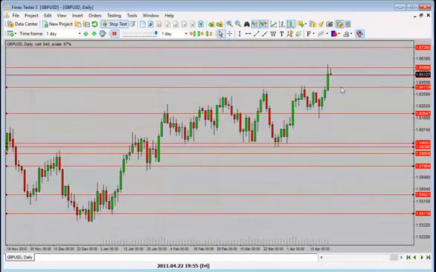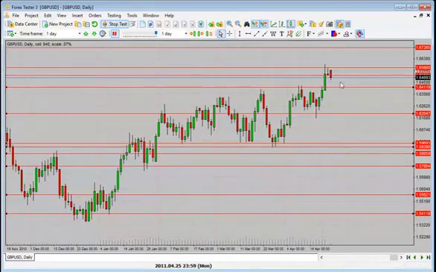And what do we expect now? So as long as price stays below this level, it could pull back lower here. So let's see. Okay, so we have a bearish candle here. What do we expect?